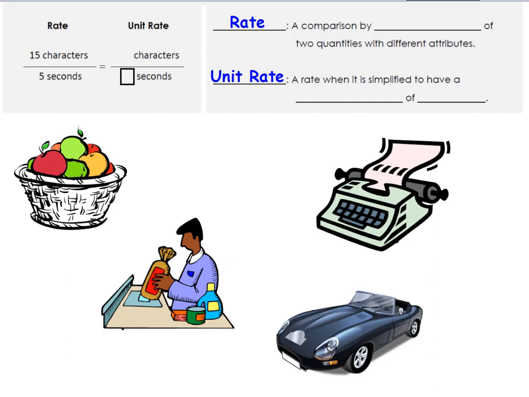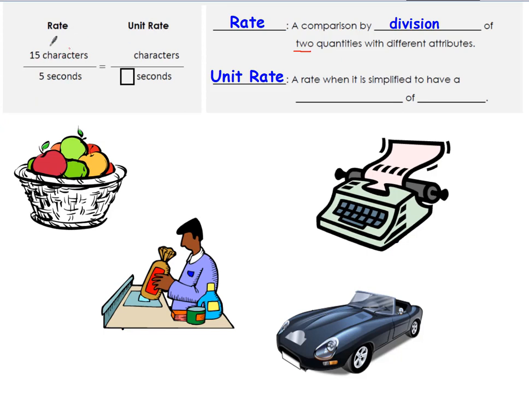Okay, so let's talk about what a rate is. So we learned what ratios were. Now let's talk about rates. So a rate is a comparison of two quantities. So two different things or two different attributes. So you are comparing two different attributes. A ratio, like we talked about on Friday, was comparing the same thing.